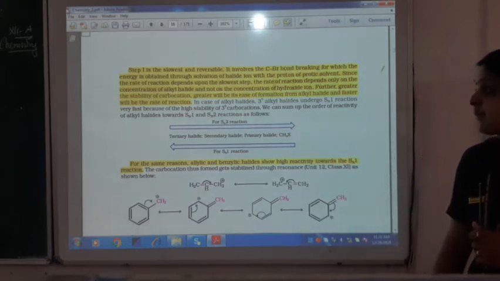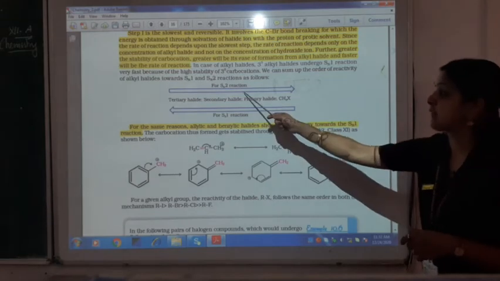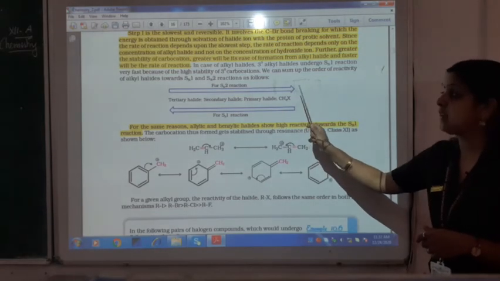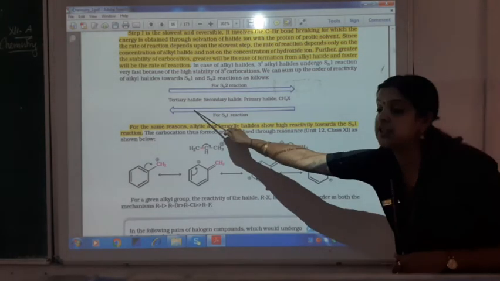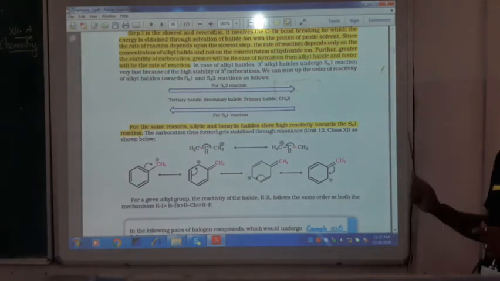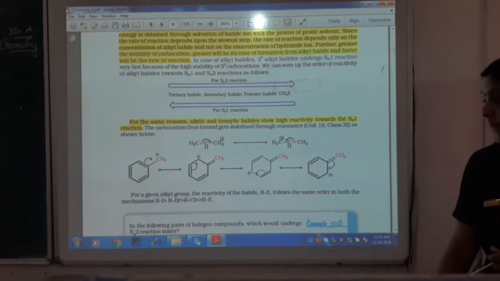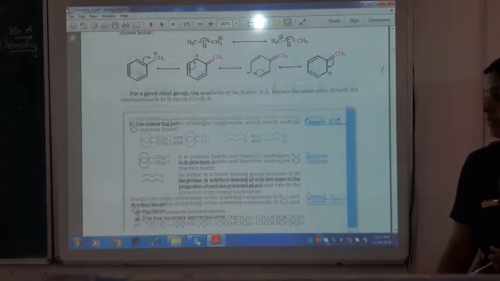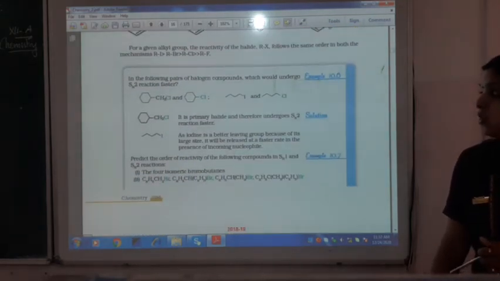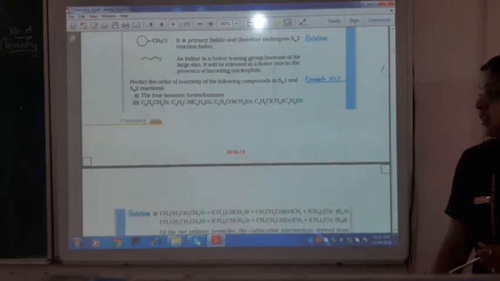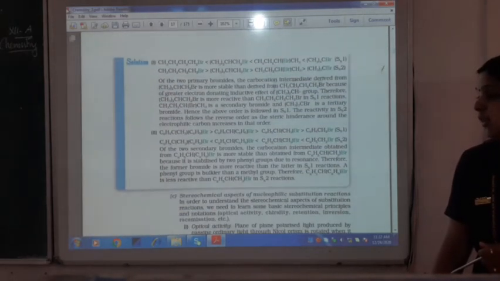So in SN2, primary are more stable, and in SN1, tertiary are more stable. Okay, so this is one of the reasons which they have given for allylic and benzylic. So children, you try to do the solutions that are given in the textbook to you without fail.